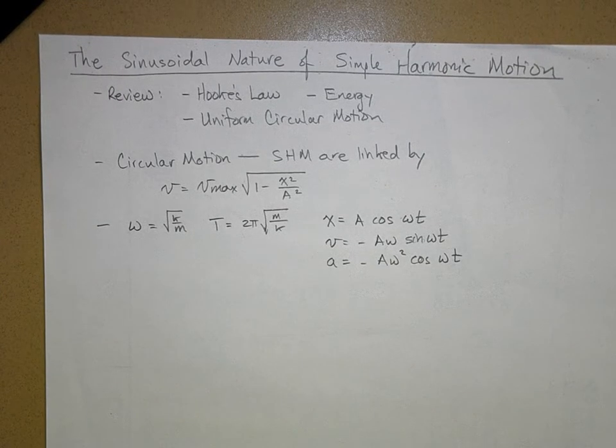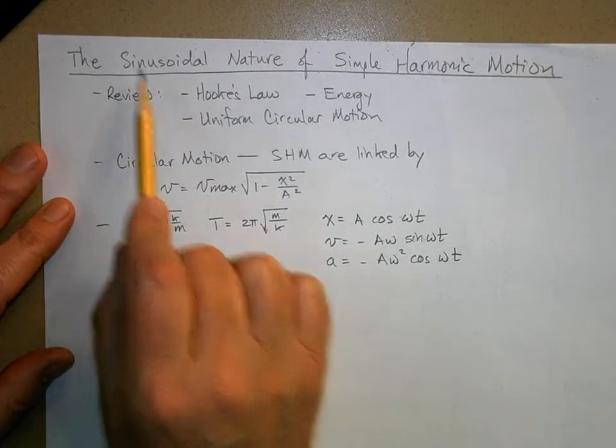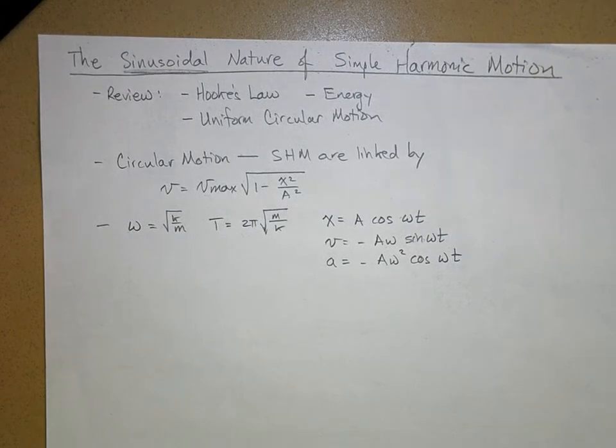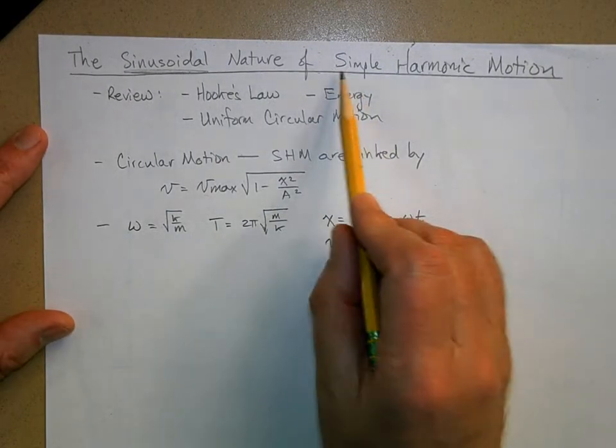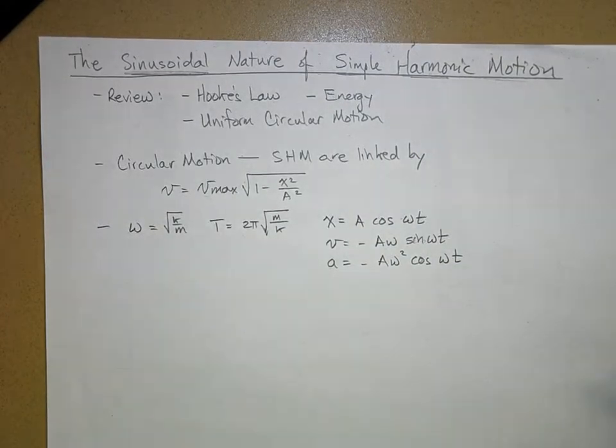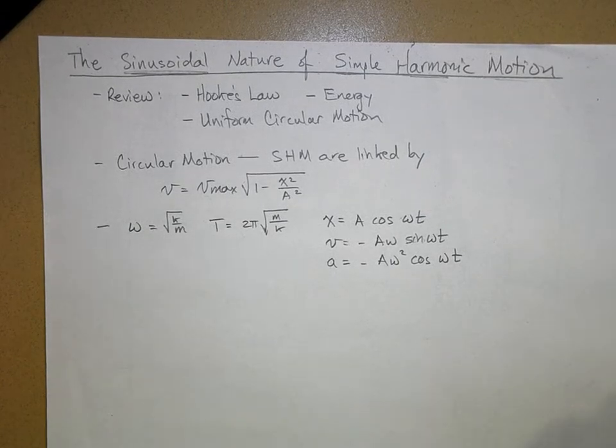Hey everybody, today we're going to talk about the sinusoidal nature of simple harmonic motion. Sinusoidal, what does that mean? Well, that means a sine wave or a cosine wave. It's going to look like that when you graph it. And a simple harmonic oscillator, like a mass spring system or a simple pendulum, will have the same basic mathematical structure, as we're going to see.